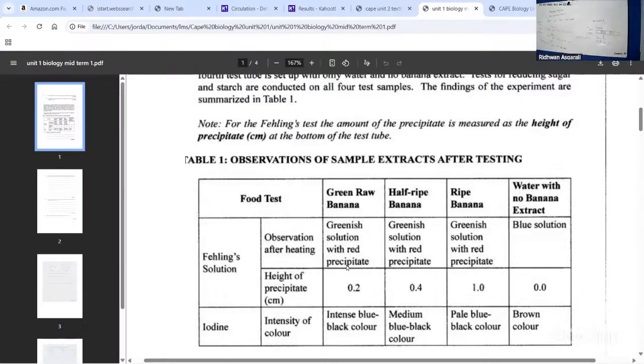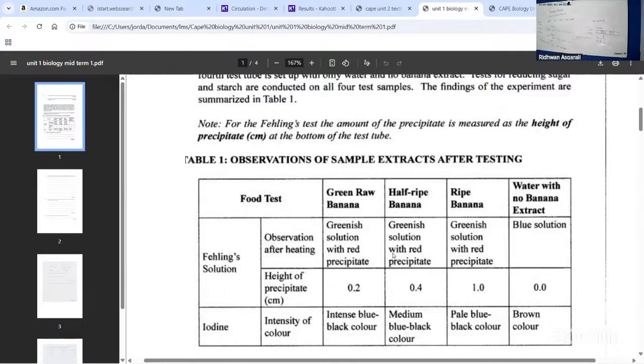So what does that mean? If a Benedict's or Fehling's test has a red precipitate, reducing sugar is present, right? Okay, and you also have height of precipitate. So you have two results for that: height of precipitate and the color of the precipitate. Right, so they go on.